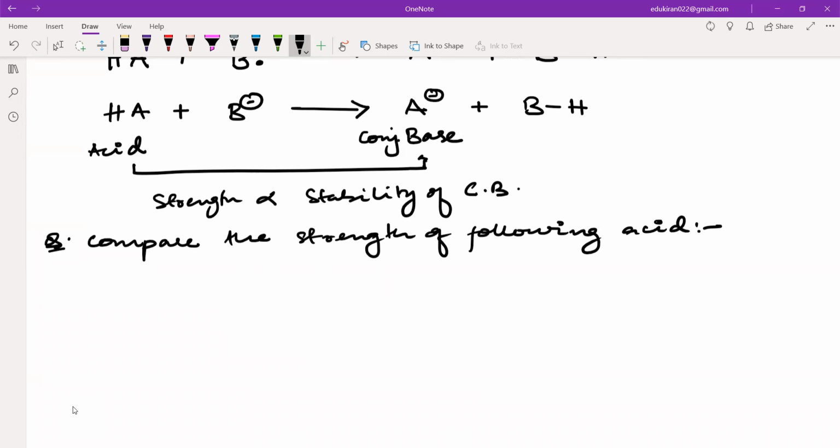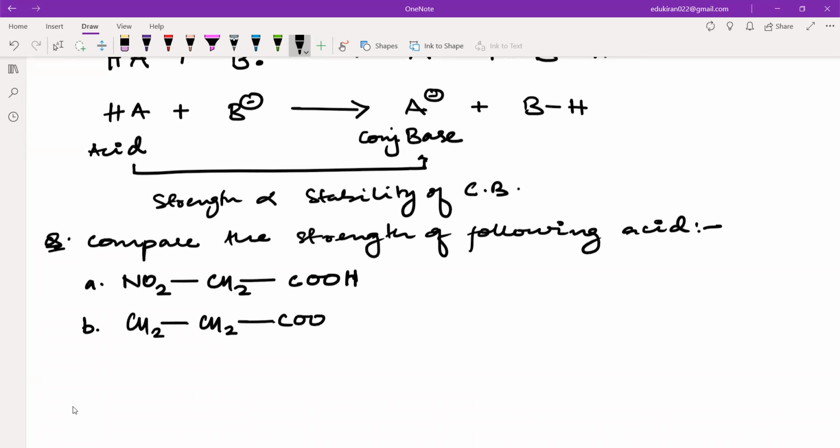So here you have NO2, which is bonded to CH2. It is further bonded to COOH. This is carboxylic acid. This is obviously an acid. And we have to compare this with, let us say, CH3, which is bonded to CH2, which is bonded to COOH. Then we have, let us say, fluorine, which is bonded to CH2, it is bonded to COOH, carboxylic acid. So you have A, B, C, and we have to compare this.